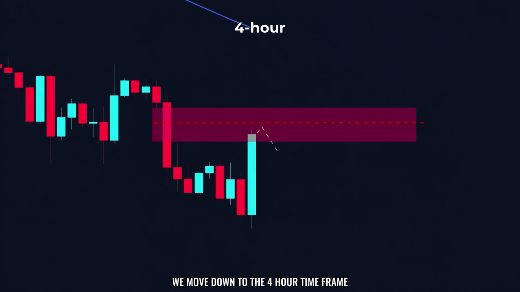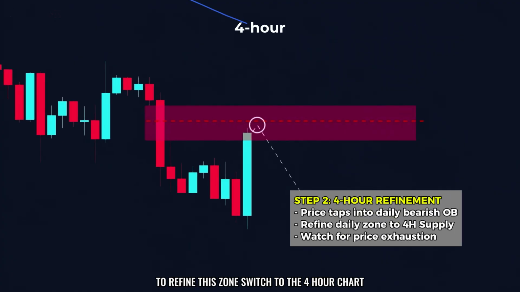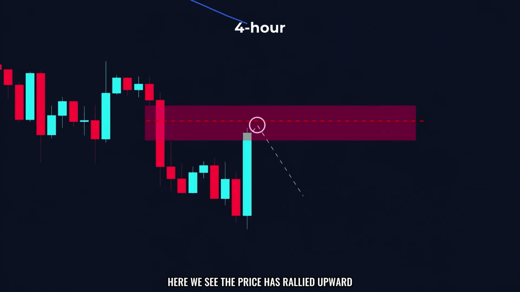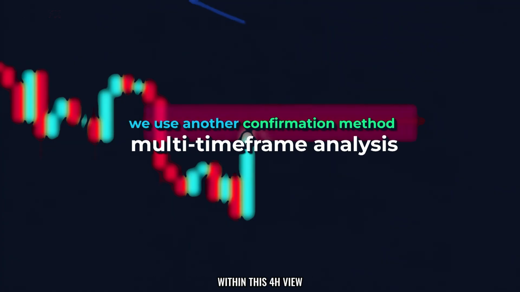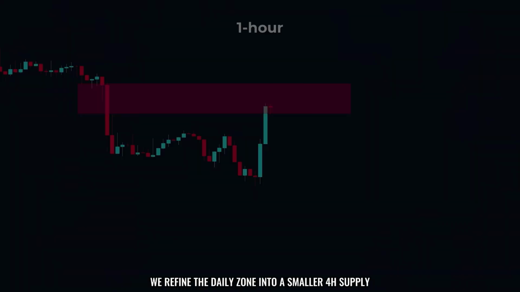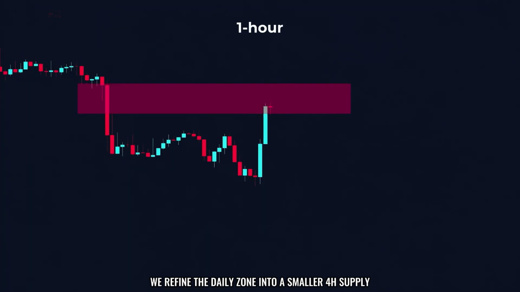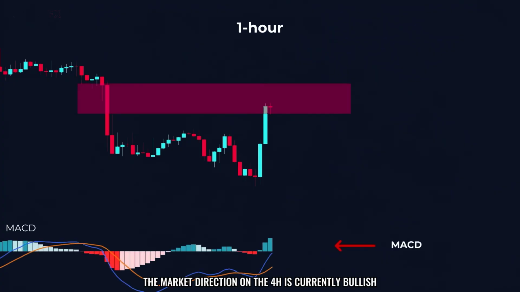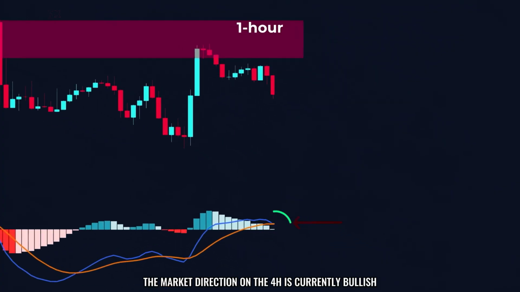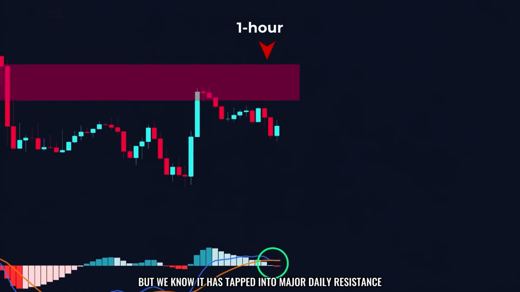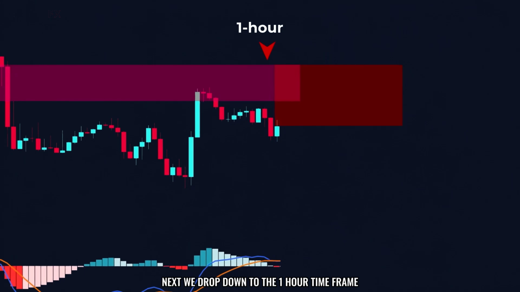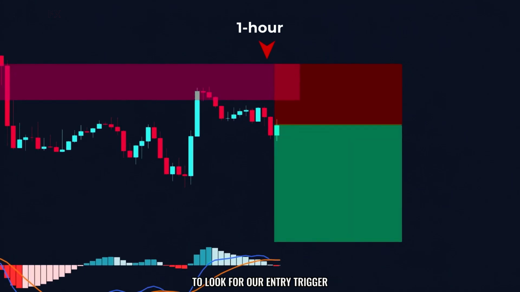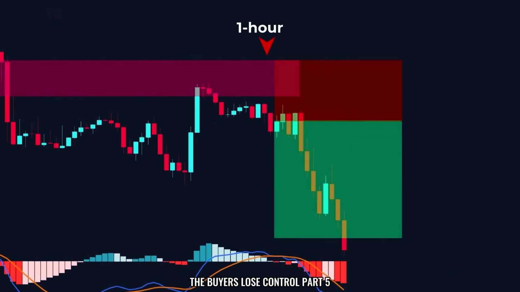We move down to the 4-hour time frame to refine this zone. Switch to the 4-hour chart. Here, we see the price has rallied upward and is now tapping into our daily bearish order block. Within this 4H view, we refine the daily zone into a smaller 4H supply area. The market direction on the 4H is currently bullish as it retraces, but we know it has tapped into major daily resistance. Next, we drop down to the 1-hour time frame to look for our entry trigger. We are looking for the exact moment the buyers lose control.